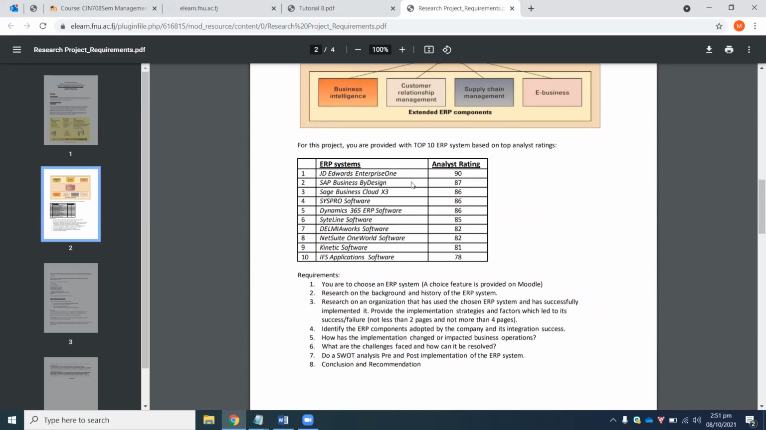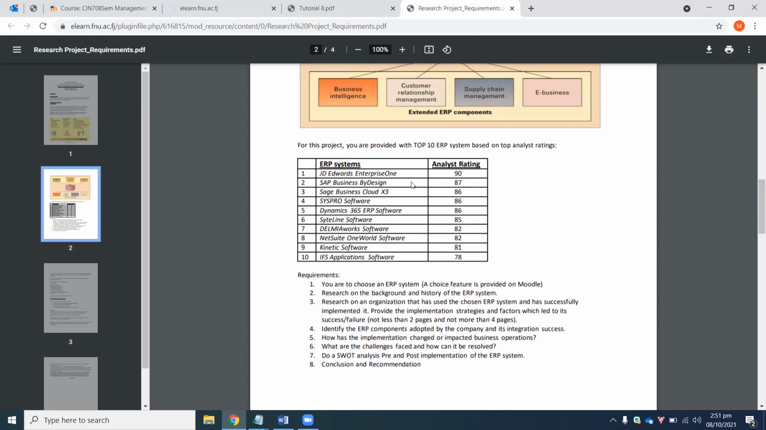For this project, we are provided with the top 10 ERP systems based on top analysis rating. These are a group of analysts who go and rate the ERP systems. You have JD Edwards Enterprise One, rated 90, the top. SAP Business ByDesign 87, Sage Business Cloud X3 86, SysPro System 86, Dynamics 365 ERP software, Light software, Delmia Works software, NetSuite One World software, Kinetic software, IFS application software. So these are the ERP systems and their ratings.